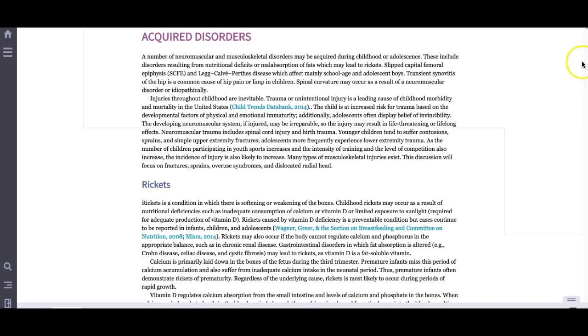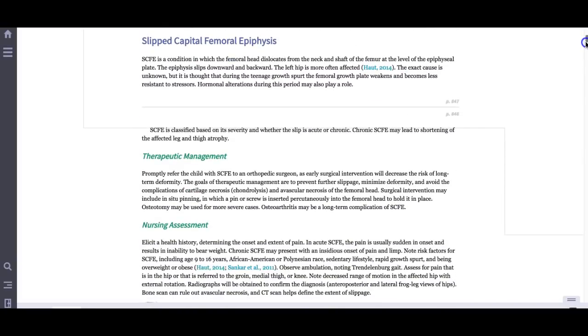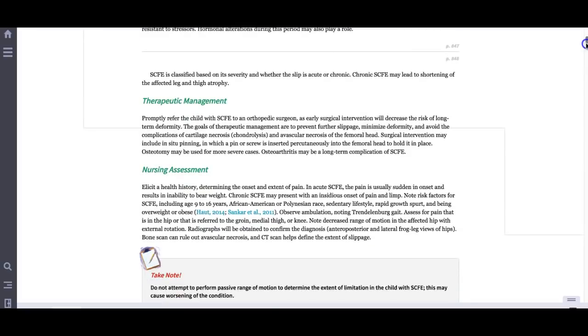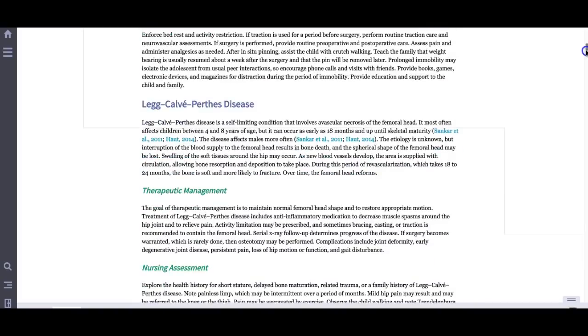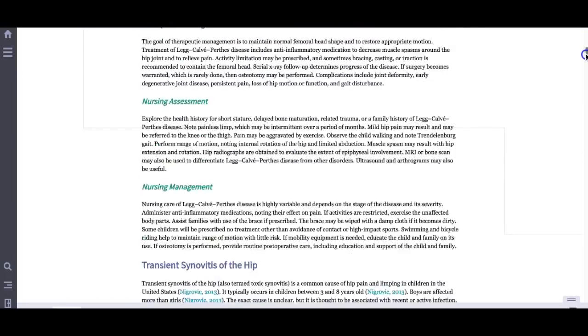All right, rickets. I have never seen a case of rickets. So if you'd like to know more about rickets, there's some good reading information. Here's the information on a Skippy and how to manage that. It's nursing management. Again, do not get these kids up, okay? Do not get them up if they have been diagnosed with a Skippy.